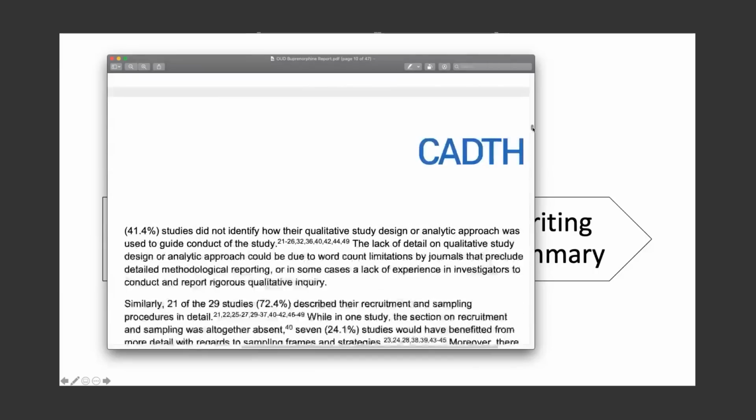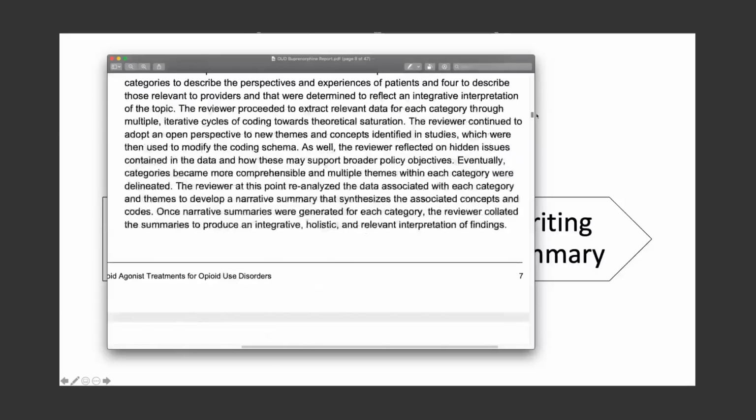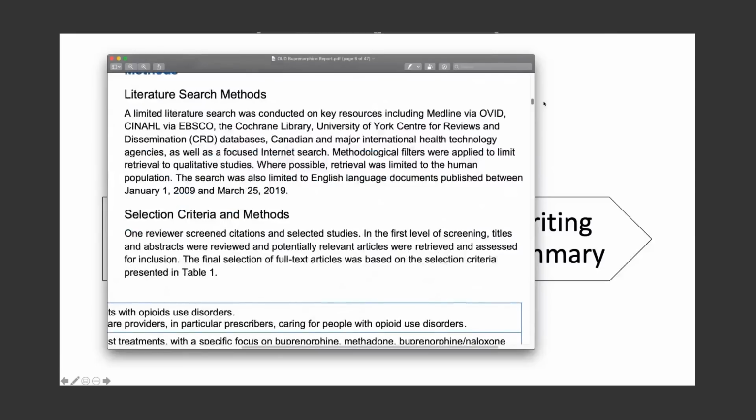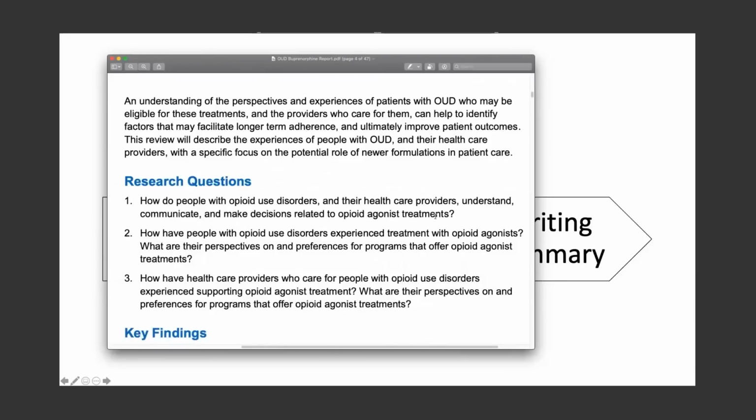Let me just orient you to the research question first, so you can have sort of an anchor when thinking about right here. So there's 3 research questions. Let's just focus on the 2 because they're the most relevant. So how do people with opioid use disorders and their healthcare providers understand, communicate, and make decisions related to opioid agonist treatments? How have people with opioid use disorders experienced treatment with opioid agonists? What are the perspectives on and preferences for programs that offer opioid agonist treatments?